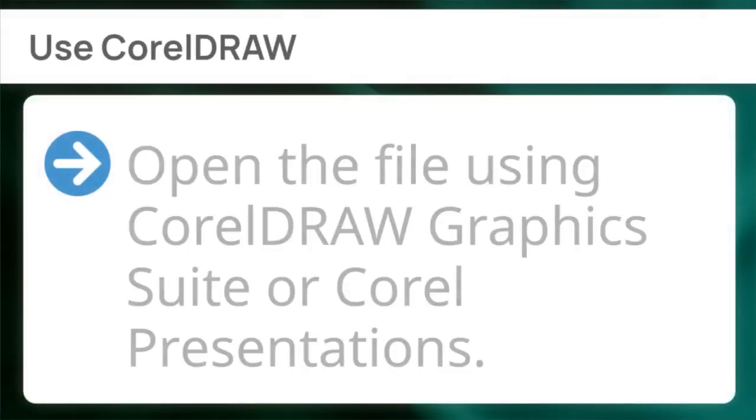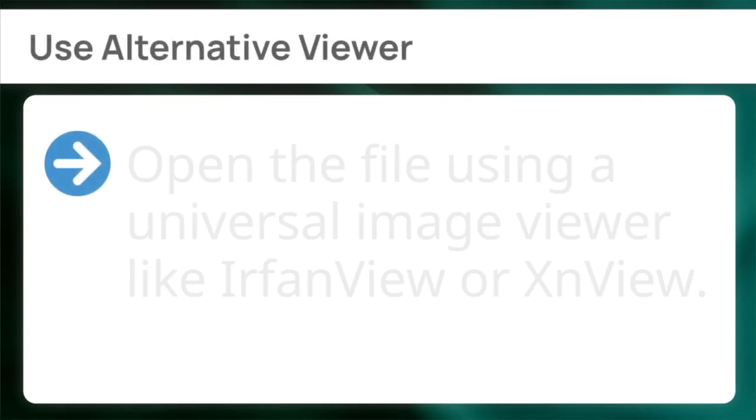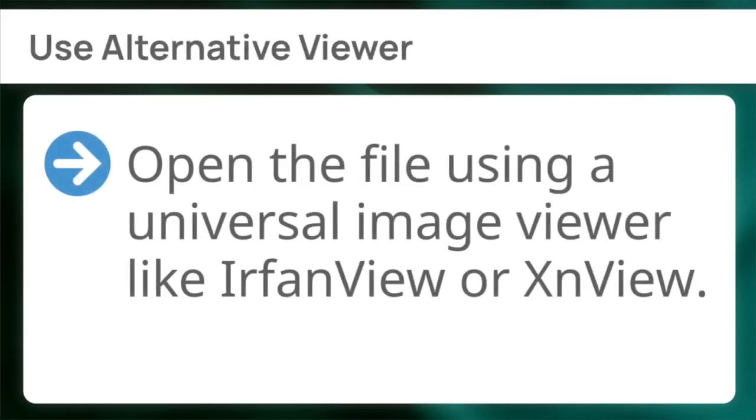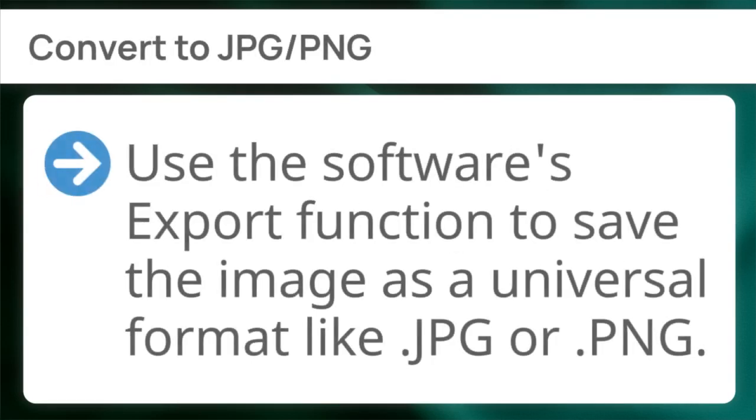First, use CorelDRAW. Open the file using CorelDRAW Graphics Suite or Corel Presentations. Next, use Alternative Viewer. Open the file using a universal image viewer like IrfanView or XNView. Finally, convert to JPG or PNG. Use the software's export function to save the image as a universal format like .jpg or .png.